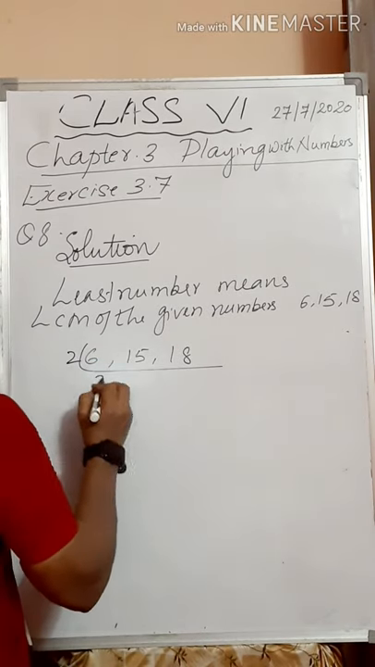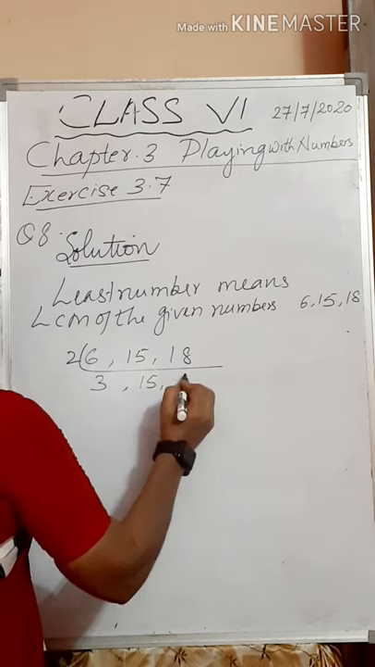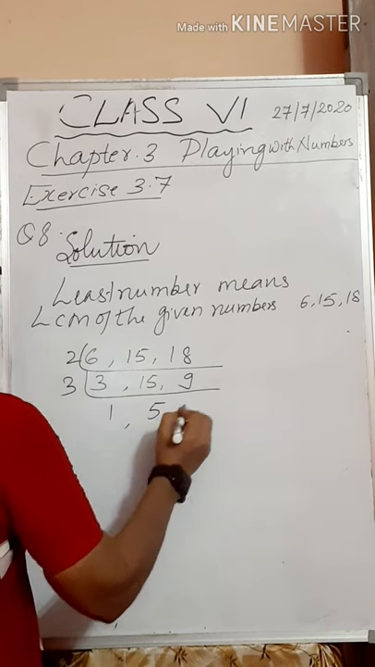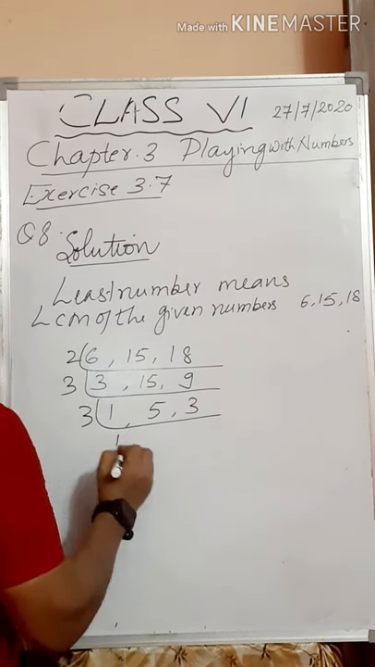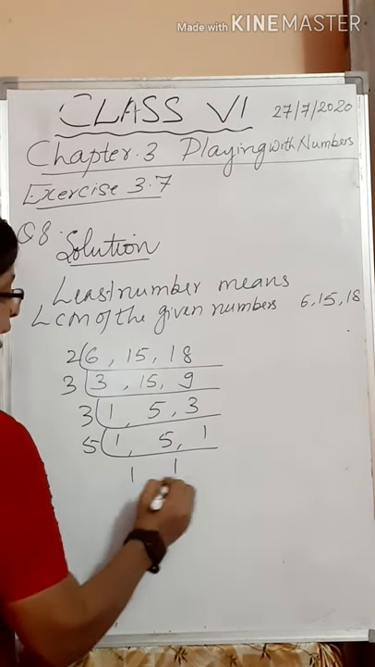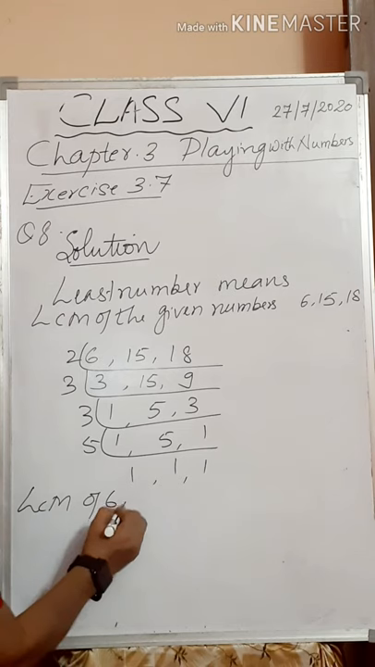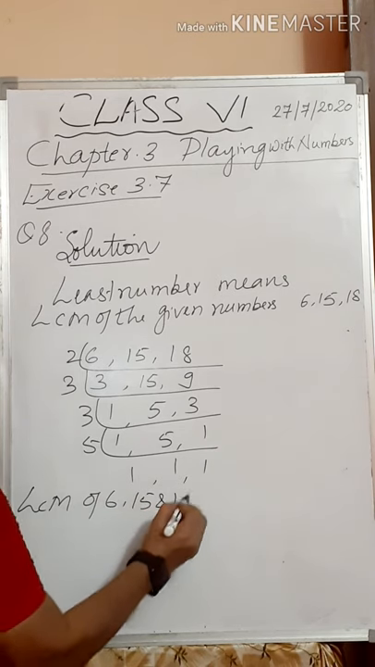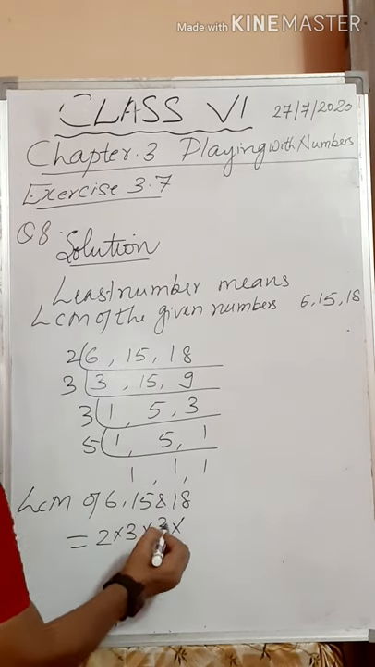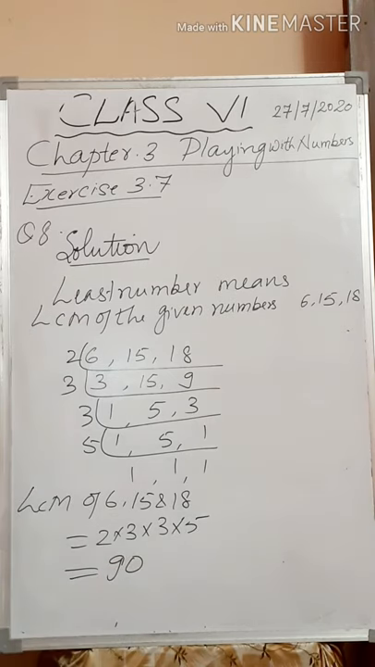We are going to find out the LCM of these numbers because least number means LCM of the given numbers. 3 times 15, 2 is not going into 15, so we are writing 15; this is 9. Again using 3, 1, 5, 3. Again 3, we get 1, 5, 1. Then again 5, 1, 1, 1. LCM of 6, 15 and 18 is equal to 2 into 3 into 3 into 5: 2 threes are 6, 6 threes are 18, 5 eighteens are 90. LCM of these numbers is 90.